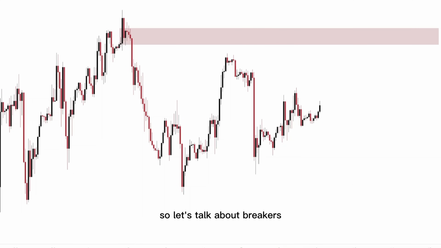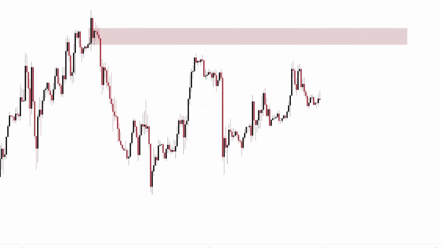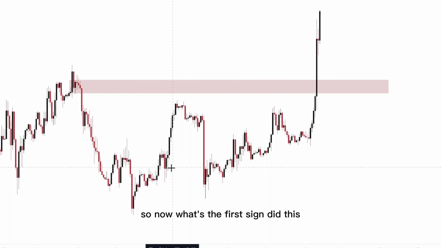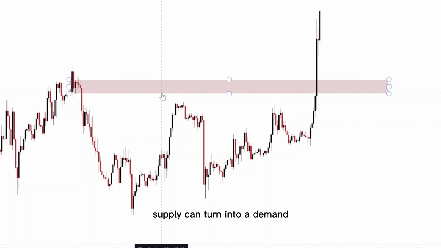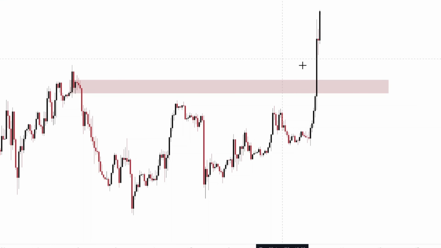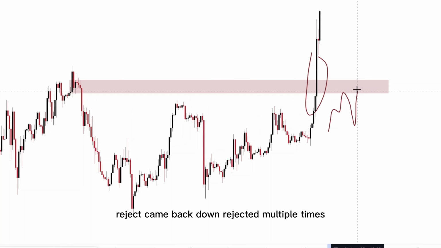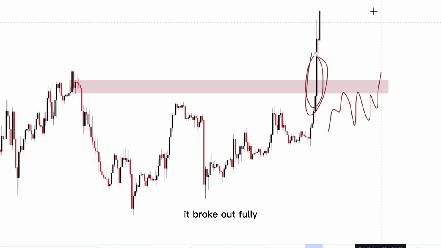So let's talk about breakers, which is your supply turning into demand or demand turning into supply. So here you have your order block, and price approaches this order block, but viciously breaks through it. So now, what's the first sign that this supply can turn into a demand? Your first clue is the reaction. This strong reaction. Price did not come up here, reject, come back down, reject multiple times, and then break. From its first attempt, it broke out fully.